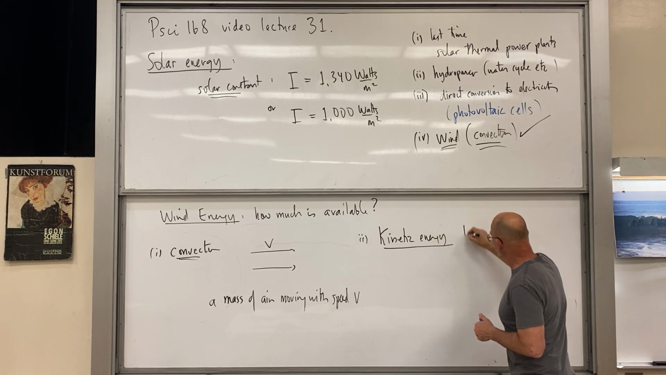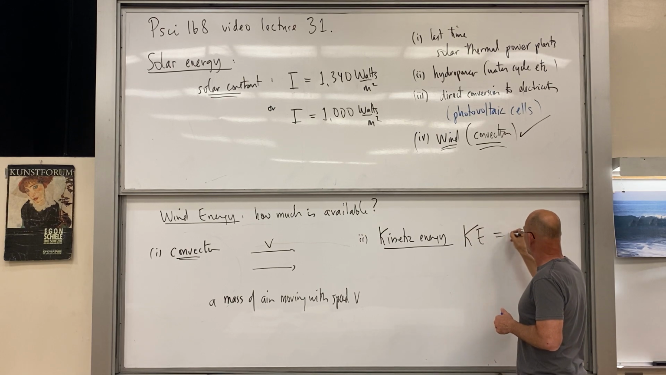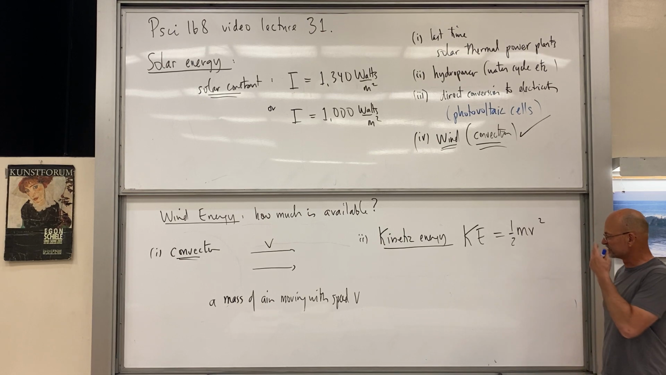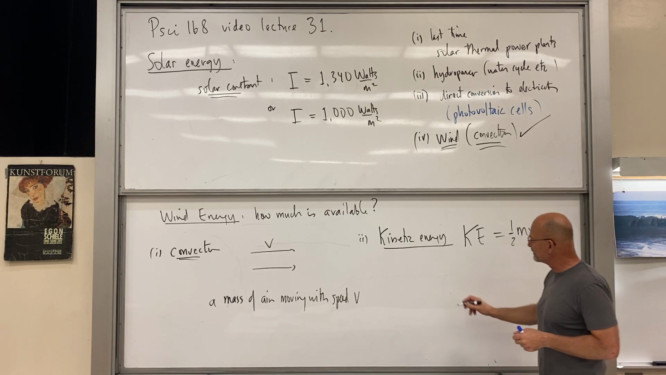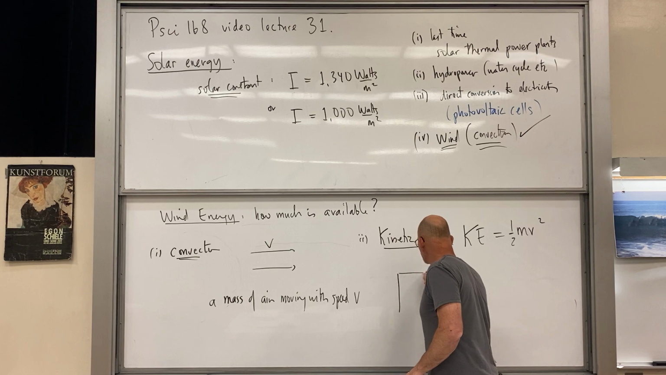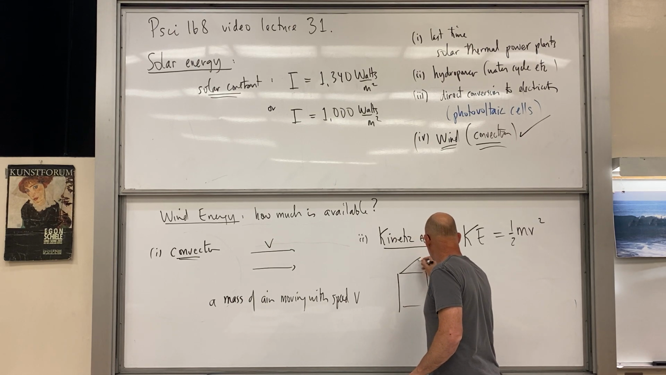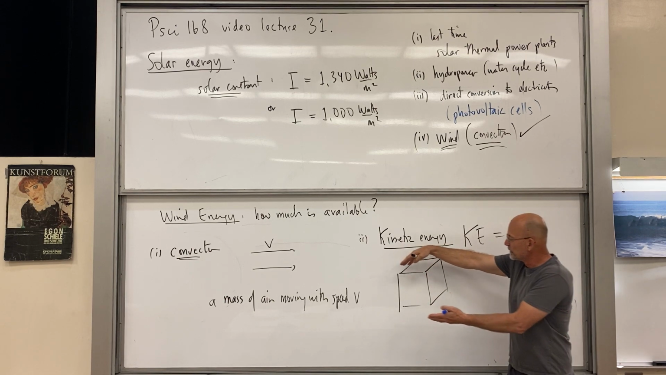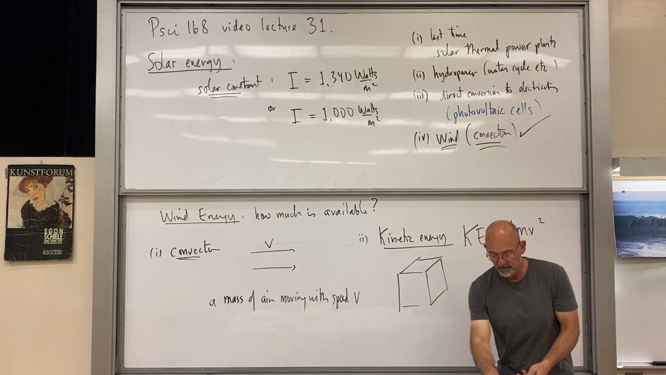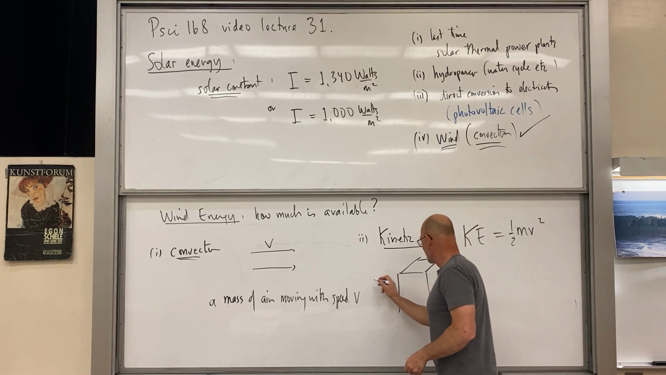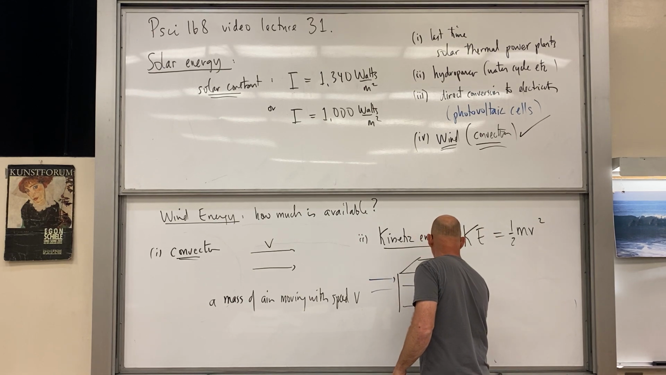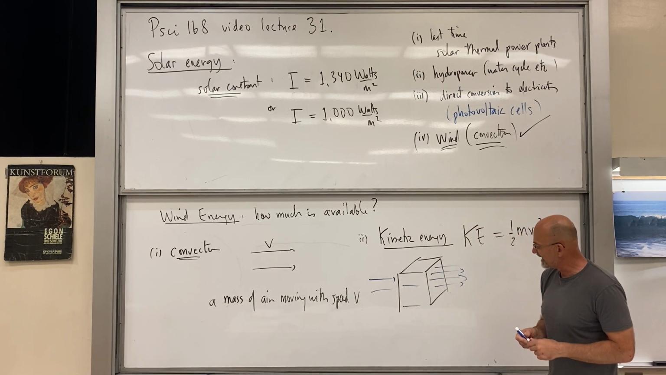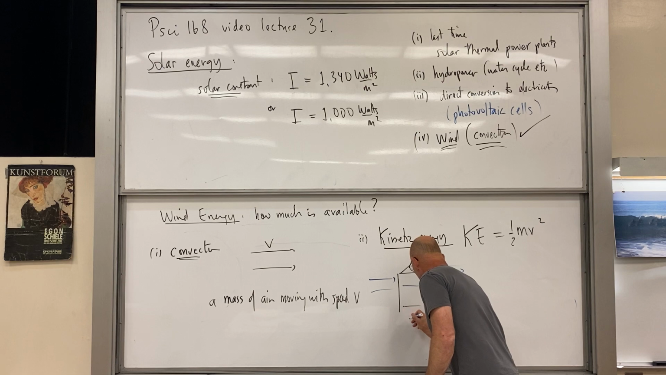And we remember our expression for it, 1/2 mv squared. But now we have to look a little more closely. Imagine that we have a box, and this is a box or a tunnel through which the wind is blowing. How about we have some blue arrows for our wind passing through this box here. And the box has a length down here of delta x.